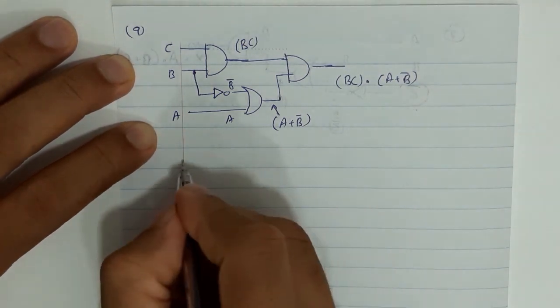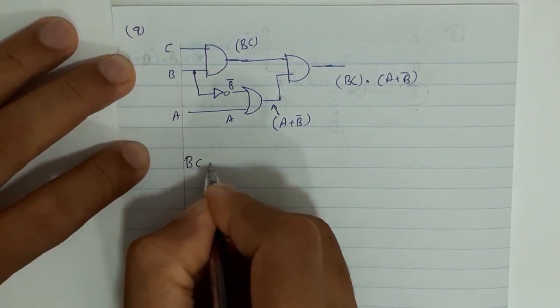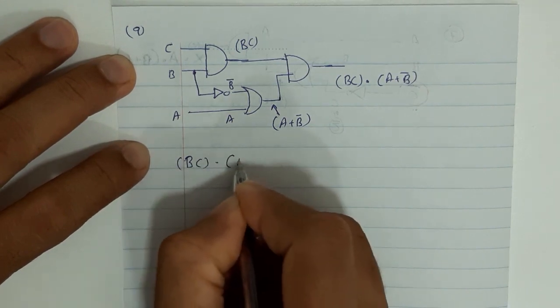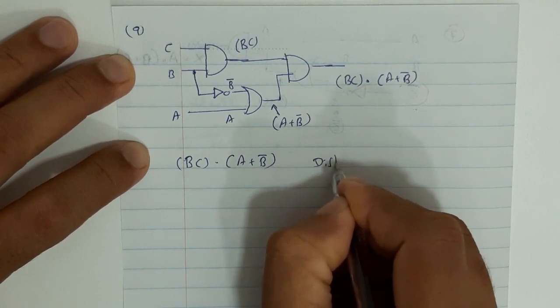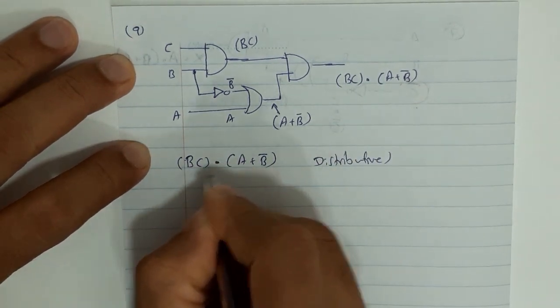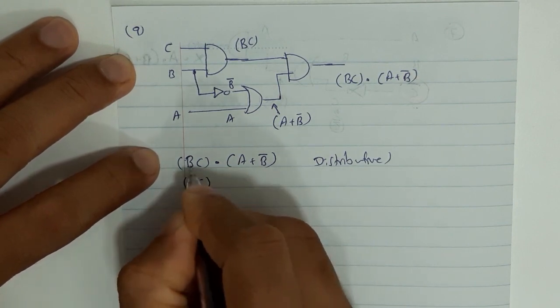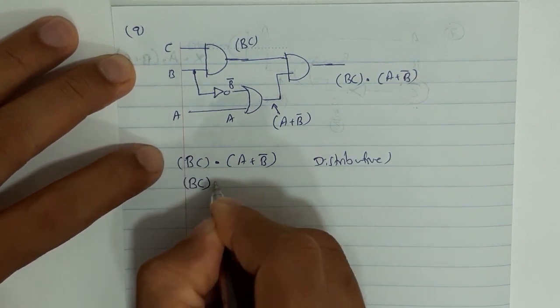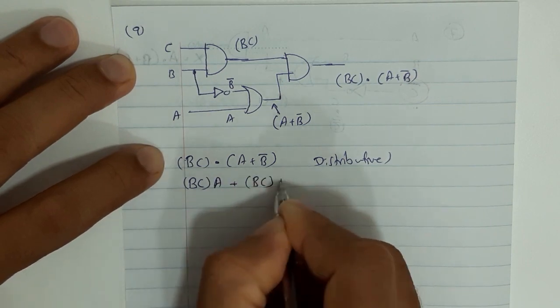This exact answer is not available in the answer set. Therefore, we will try to apply some simplifications. BC into A plus B bar. So, what we can do is apply the distributive law. We can distribute the brackets. Whatever is outside the bracket, we multiply with the inner sections. BC into A plus BC into B bar.